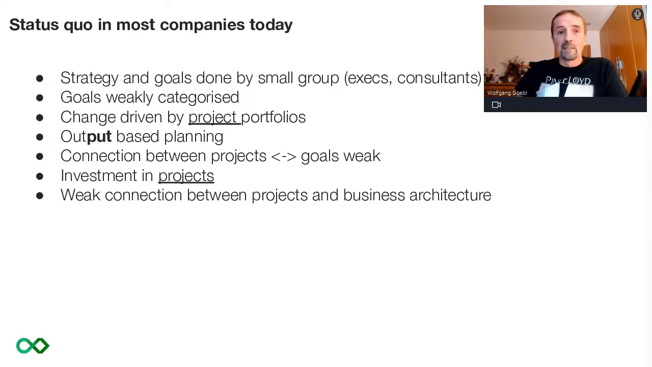So at the end, it means it's output-based planning. You have a project, and at the end of the project, there is a change. You deliver a new product, you create a new software package, you re-engineer a process, whatever the change is. At the end, you have an output, but are you sure that you achieve the outcomes you want to have? Goals are outcomes. We will discuss this later. So all of the money, the investment, goes into projects, meaning into outputs, and those are usually weakly connected with the goals and weakly connected with business architecture, if you want.